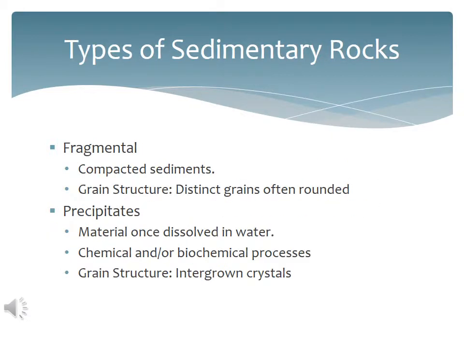We can subdivide the sedimentary rocks into two basic categories depending on what they're made up of. If they're made up of little pieces of other rocks, then they're fragmentals. If they're made from recrystallized material, then they're precipitates.